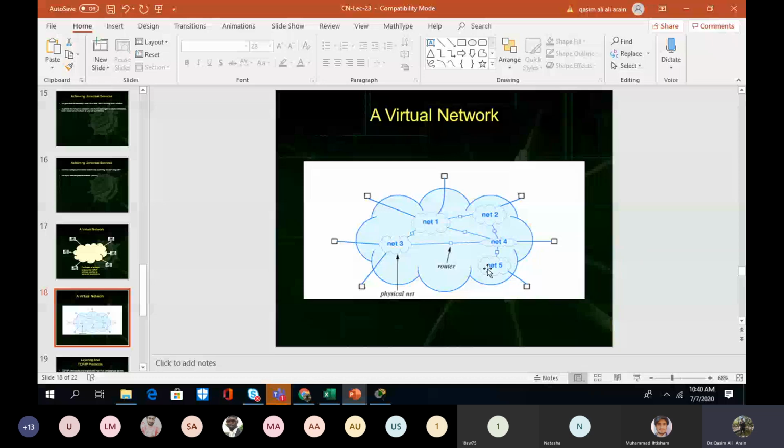ये आपके पास ATM यूज कर रहा है, ये आपके पास फ्रेम रिले यूज कर रहा है, ये FDDI यूज कर रहा है, ये Ethernet यूज कर रहा है, ये FDDI यूज कर रहा है. We don't have to bother about it. But your computers are being connected with these networks. These are the computers that you can see outside of this particular cloud, right?